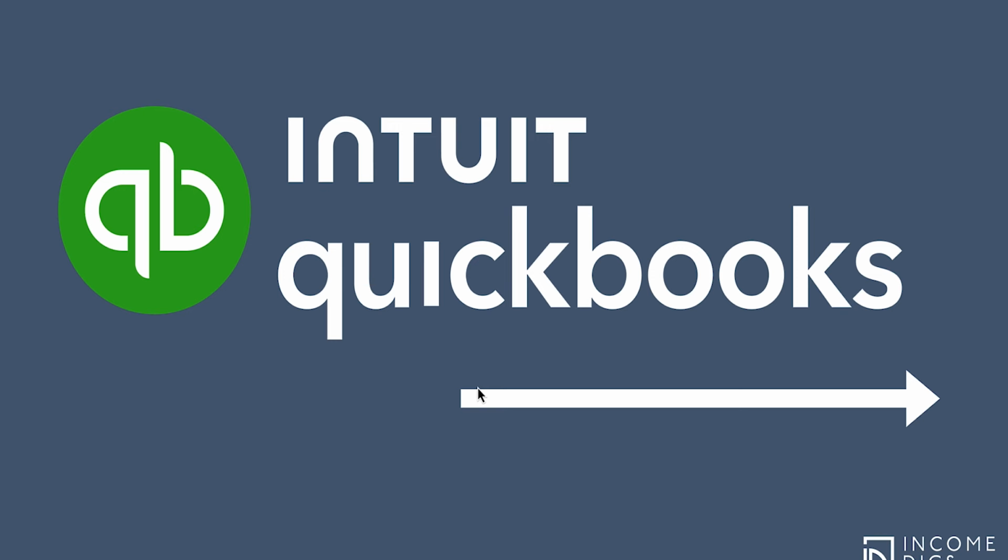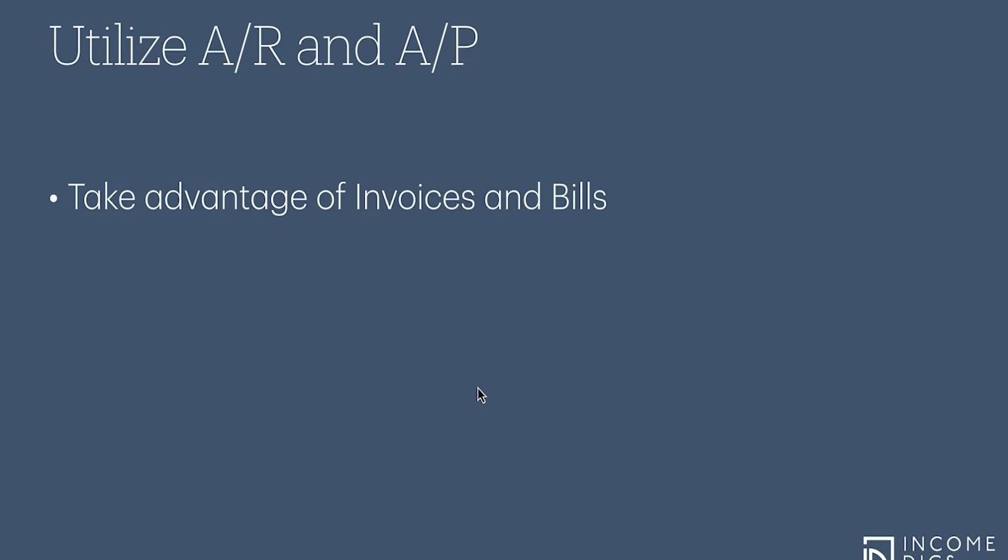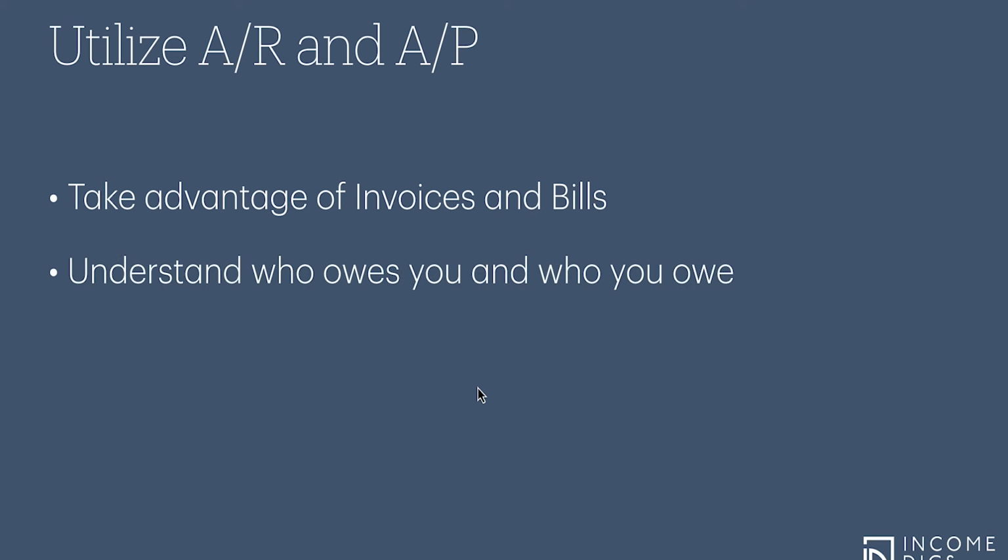Going to our second. So this is AR and AP. Again, accounts receivable, accounts payable. I want you to take advantage of invoices and bills. We're going to understand who owes you and who you owe. Okay, so invoices, somebody owes me money. A bill, I owe somebody else money.